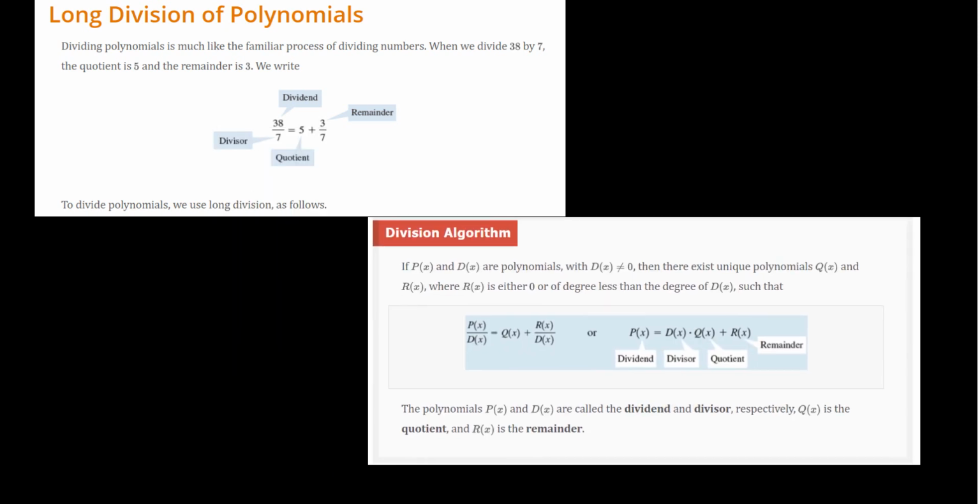All right, so long division of polynomials. Dividing polynomials is much like the familiar process of dividing numbers. When we divide 38 by 7, the quotient is 5 and the remainder is 3. We write it like this. So again, 38 divided by 7 is 5 plus the remainder, right?